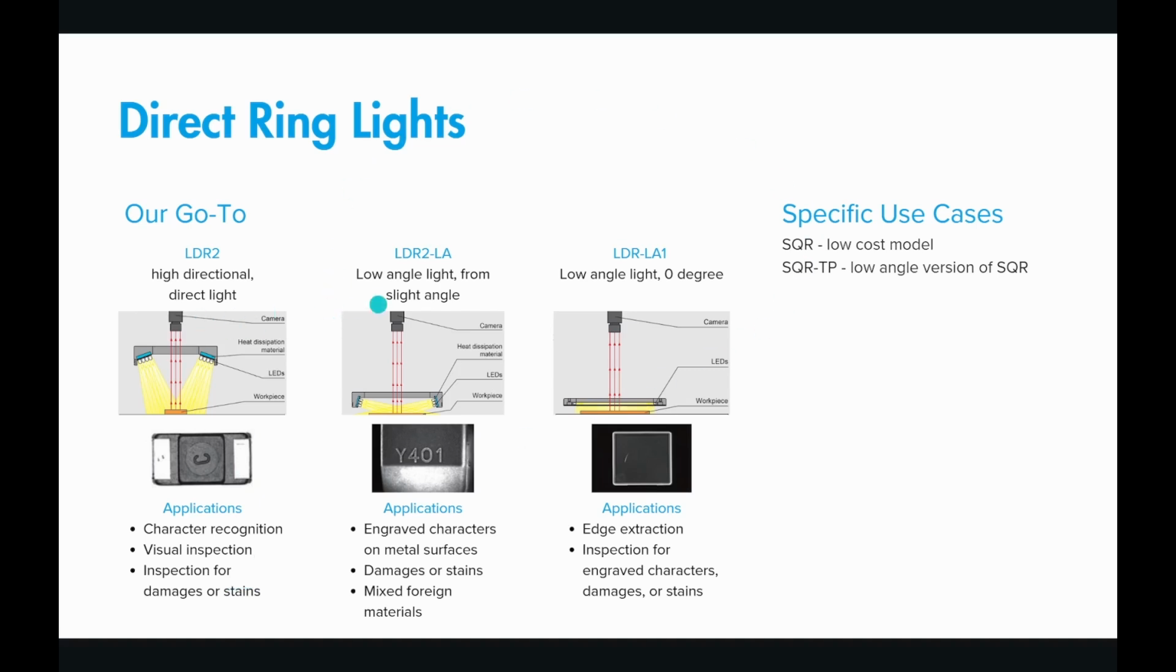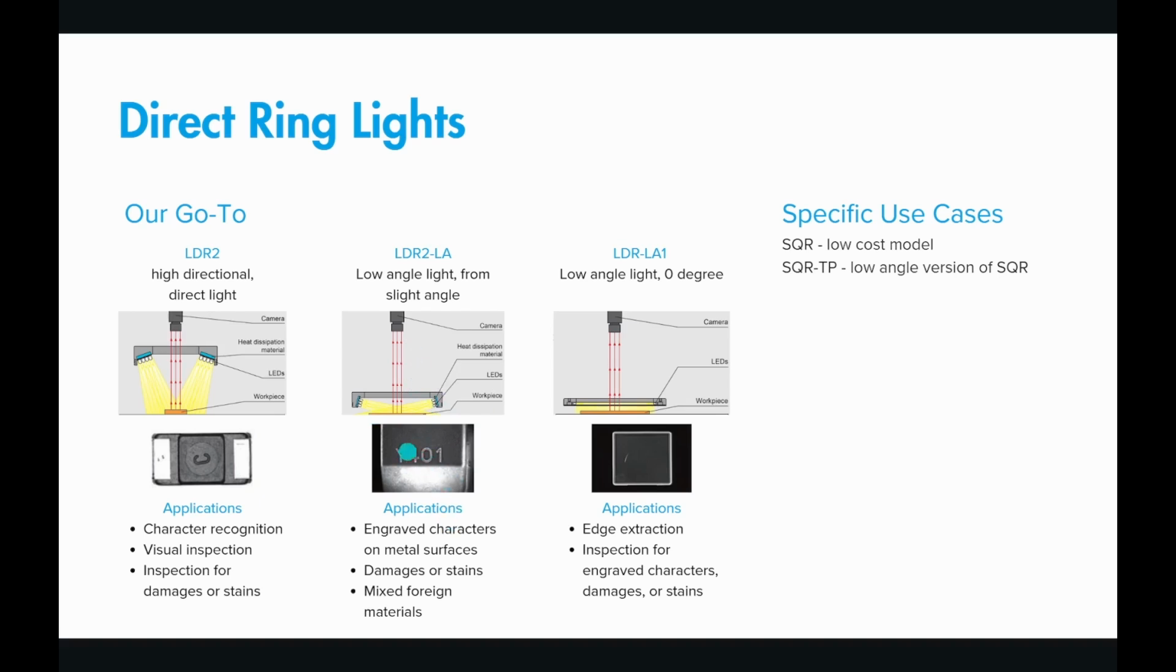And then the low angle versions of that light are the LDR2LA and the LDR-LA1. The difference between these two lights is that the LA version has 3 rows of LEDs that are at a pretty good angle, but not a 0-degree angle like the LA1. So the purpose of using this light is that it's a low angle light, but it still has intensity in those 3 rows of LEDs and a little bit more illumination.